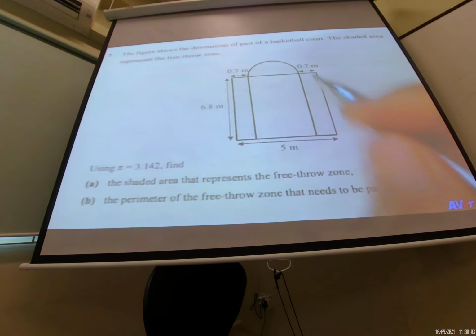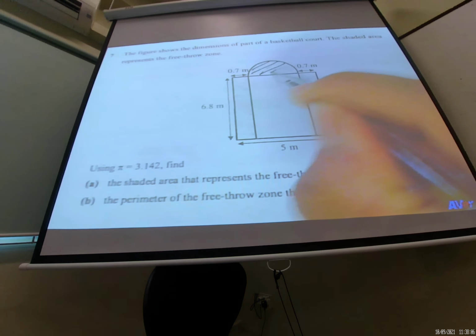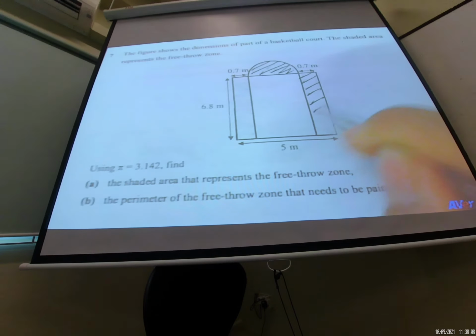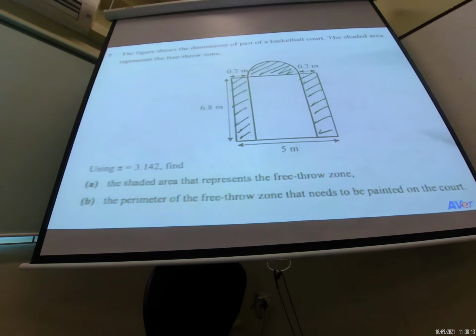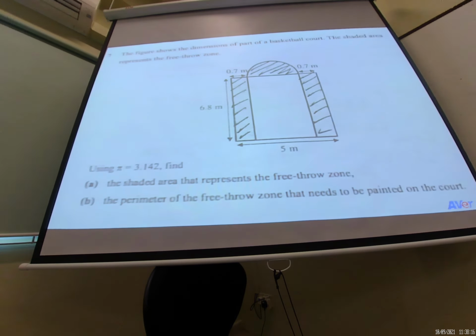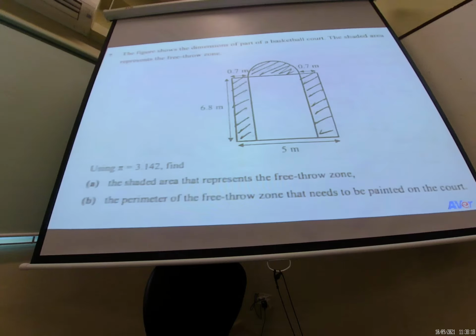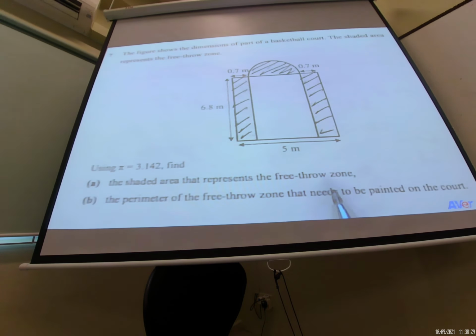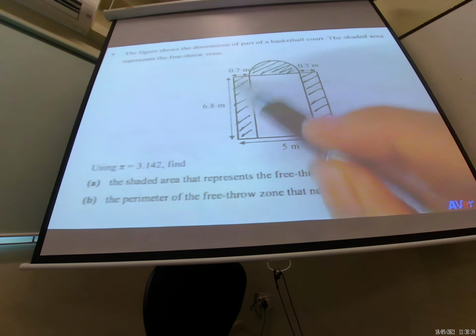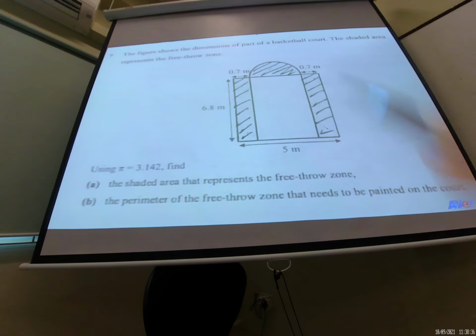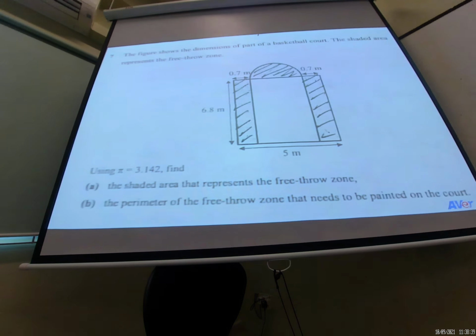The question says the shaded area here plus here are the free throw zone. Okay, so we must follow what the question says. These are the free throw zone. Okay, don't go and use your own understanding of free throw zone. Then you are asked to find the shaded area that represents the free throw zone. So altogether the free throw zone is made up of this rectangle plus this rectangle plus this semicircle.